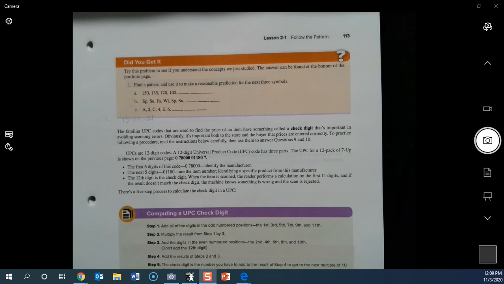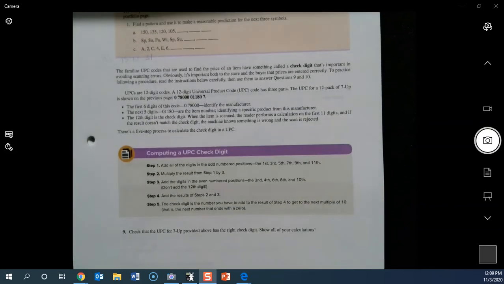When the item is scanned, the reader performs a calculation on the first 11 digits. And if the result doesn't match the check digit, the machine knows something is wrong and the scan is rejected. There's a 5-step process to calculate the check digit in a UPC. So we go here, computing a UPC check digit. Step 1, add all of the digits in the odd number position. The first, third, fifth, seventh, ninth, and 11th.